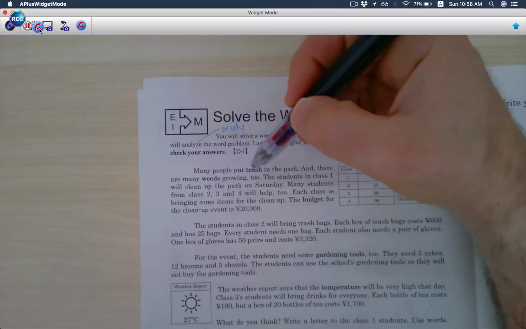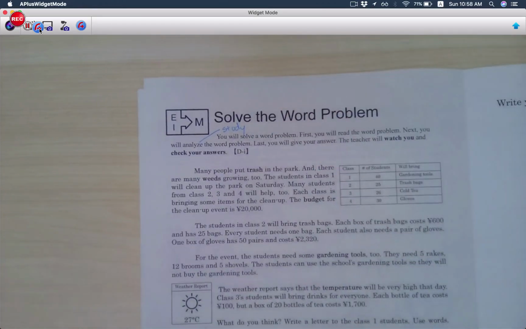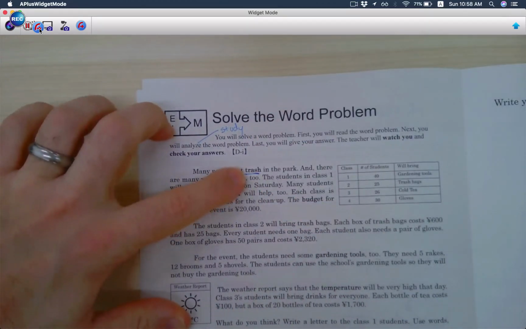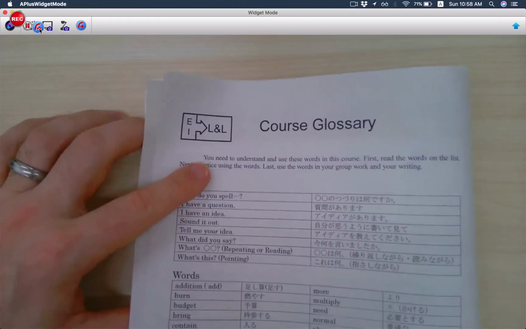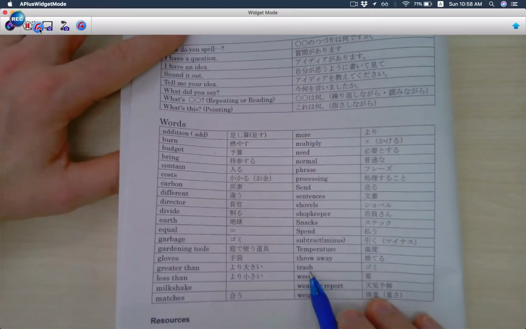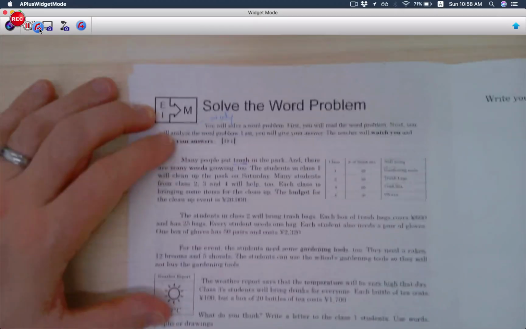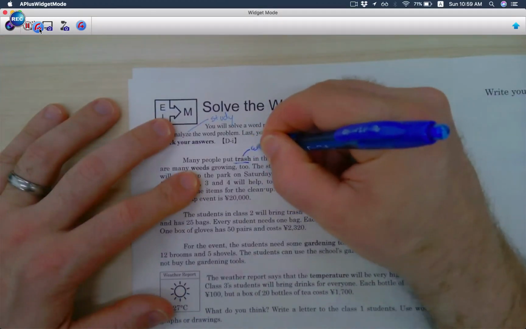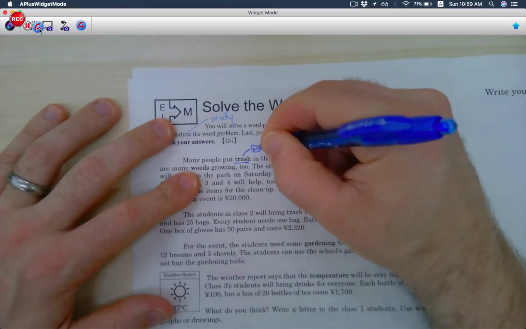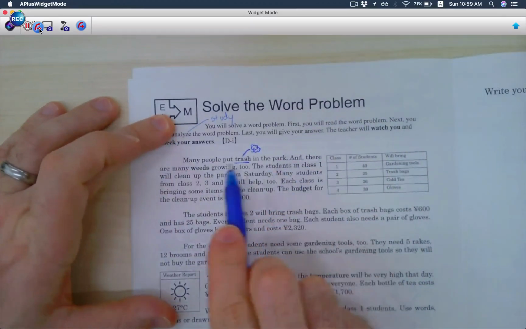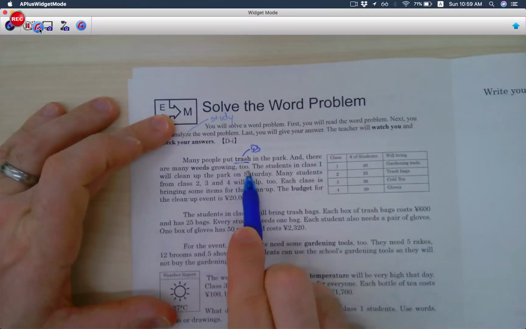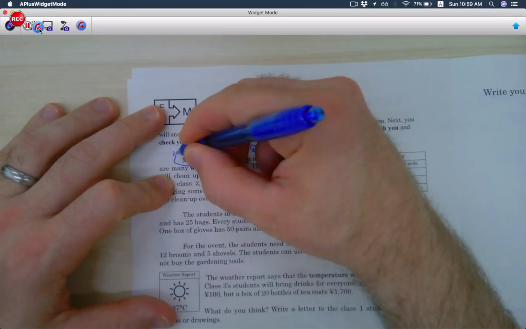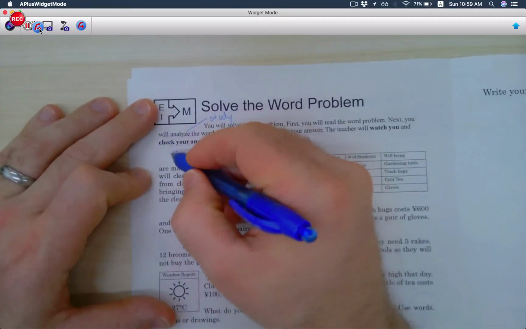Many people put trash in the park. Well, what's trash? It's in bold, so if I look here, I can find the word trash in the course glossary. Trash is not very nice. And there are many weeds growing too. I know that weeds are kind of bad plants, like this.